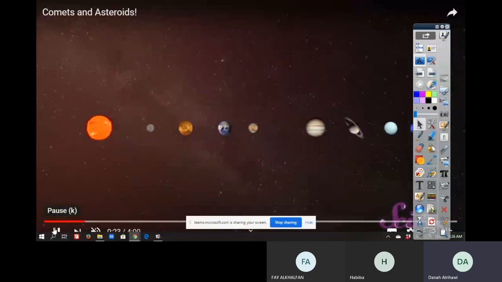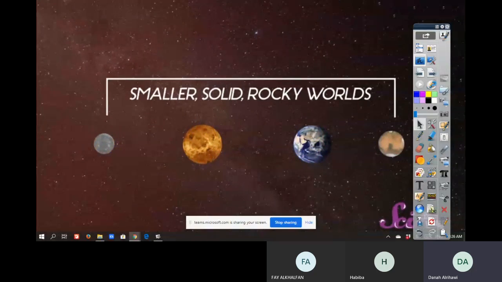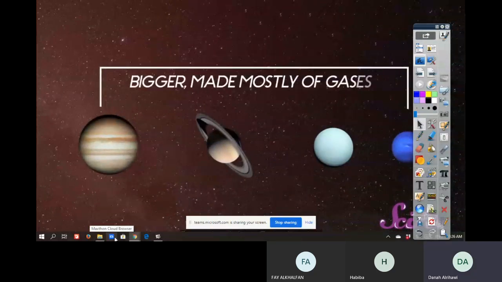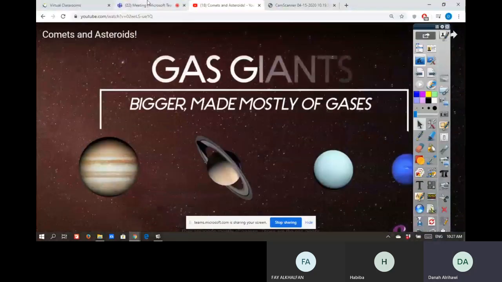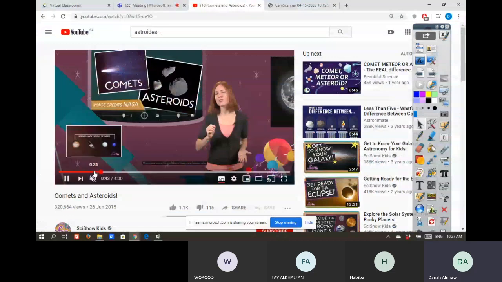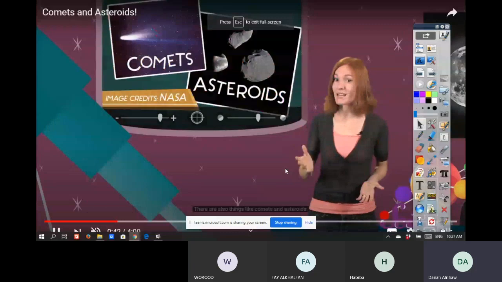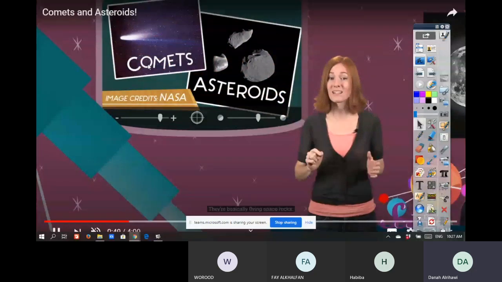Now, as we know, the solar system is made of the sun and 4 inner planets. They are small and they are rocky. And we have 4 other planets, the outer planets, and they are made of gases. So all of them are the solar system, but not only this. There's comets, there's asteroids. That's what we are going to talk about today. What are the comets and what are the asteroids?